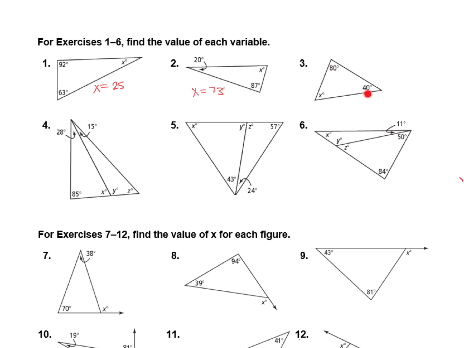Example 3, same idea. 80 plus 40 is 120. Subtract those out of 180, and we are getting angle x to be 60 degrees. Okay, let's see if our examples get any more involved. For this next example, we've got a few things going on. First, I notice we do have a triangle on the left where we know two angles, 28 and 85. If we subtract those out of 180, we're getting 67 degrees for angle x. So we know that x equals 67 degrees.